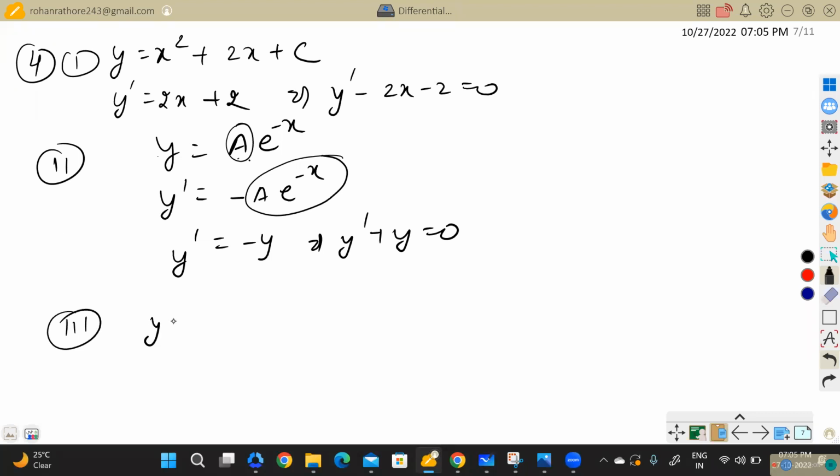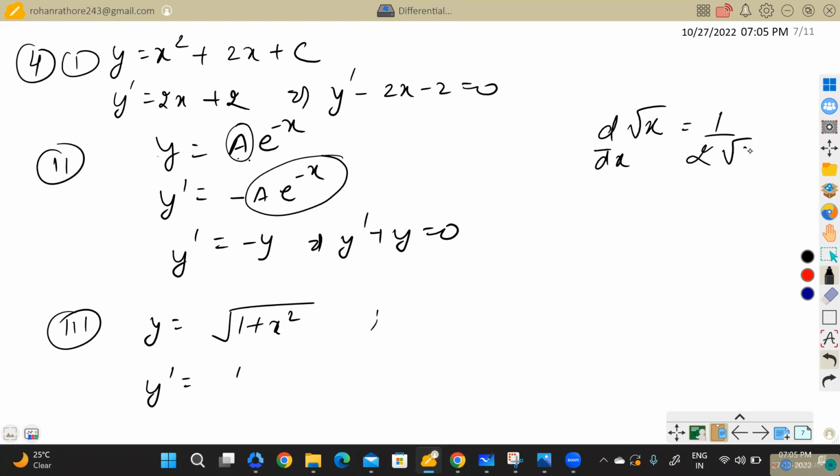So next is y equals square root of 1 plus x square. Let's make the differential equation here also. We can write y dash as, what is the differentiation of root x? It is 1 by 2 root x.